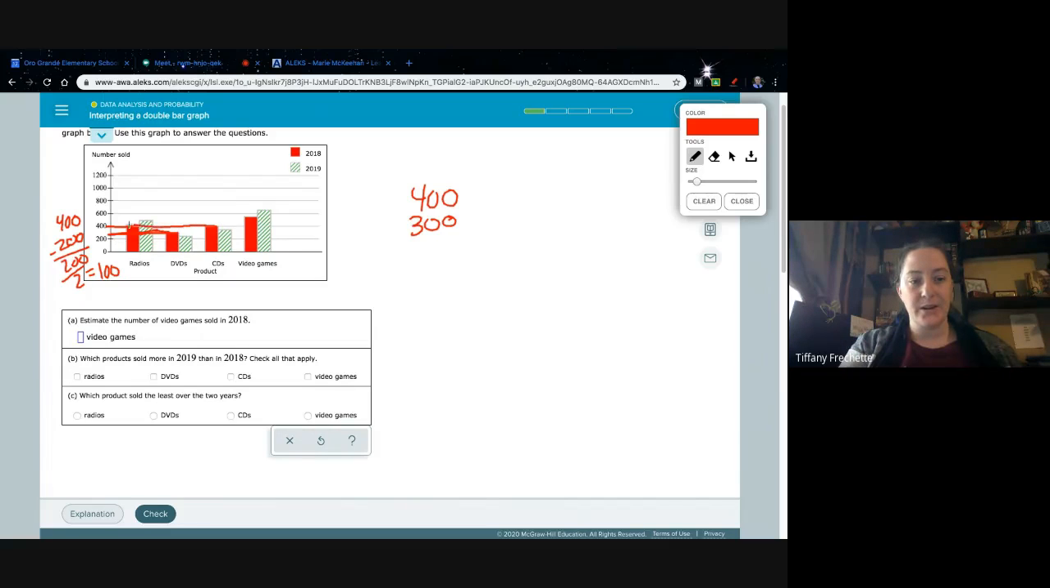CDs looks like it goes straight across to 400 again. And video games, so this one, if I come across here, this looks like it's more than halfway between 400 and 600. So that doesn't look like the halfway mark. It would still be reasonable for me to round it down to the halfway mark. So I could round it down to 500. I could round it up to 600. So there's a couple of different options on this one. I can definitely get more specific than that, but I'm going to round it up to 600 on this one.